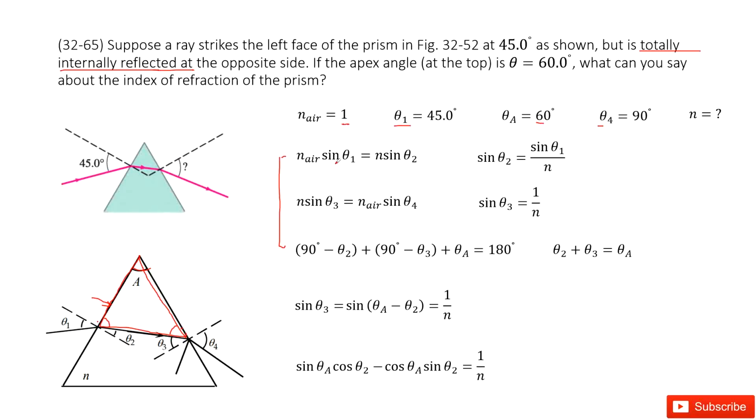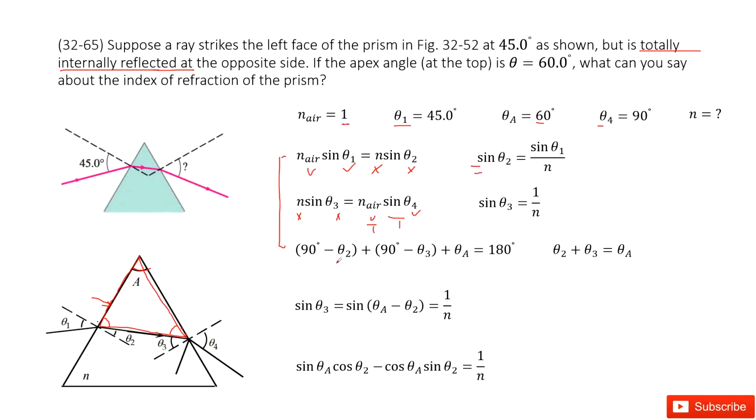For the first one, n_L is given, theta 1 is given, n we don't know, theta 2 we don't know. So we can write sin theta 2 as n_L times sin theta 1 divided by n, and n_L is 1, so we can write it this way. Now we look at the second equation. n we don't know, theta 3 we don't know, n_L is given, theta 4 is given and is 90 degrees, so sin 90 degrees equals 1, and n_L is 1. So in this case, we can write sin theta 3 as 1 over n, right?